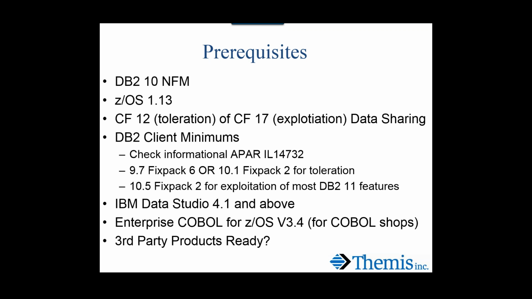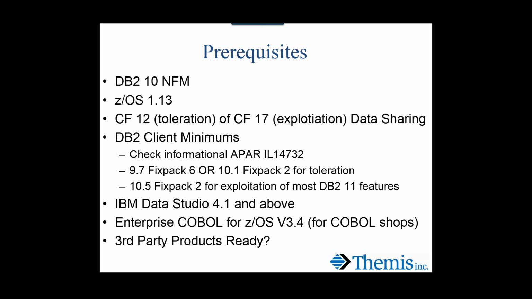Probably the biggest one on here is the client. That's the piece of the environment that is the most difficult to get your arms around, because that client is spread out on lots of different application servers and people's workstations. The new rule is that any supported version of DB2 will tolerate any supported version of the client. That's where they're trying to get. So from a practical perspective, for version 11, that means you've got to be on the client side at least 9.7 FixPack 6, or 10.1 FixPack 2 if you want toleration, and 10.5 FixPack 2 if you want to exploit.